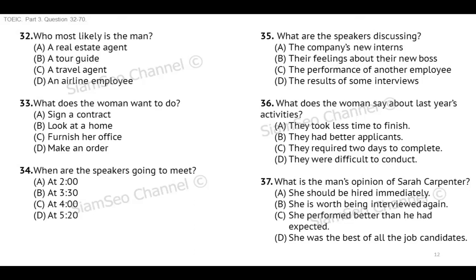I thought Sarah Carpenter was impressive and believe we should strongly consider her for a position. She's definitely one of the leading candidates in my mind. We'll have to be sure to invite her back to conduct a second interview.